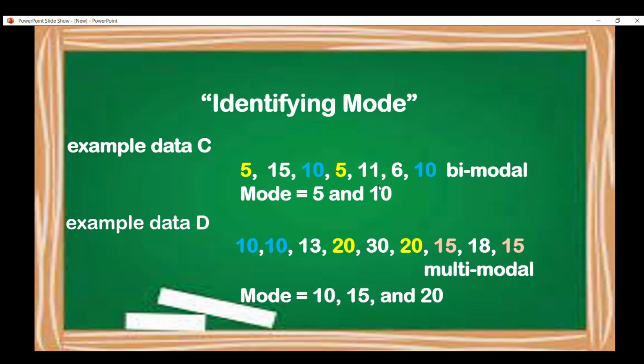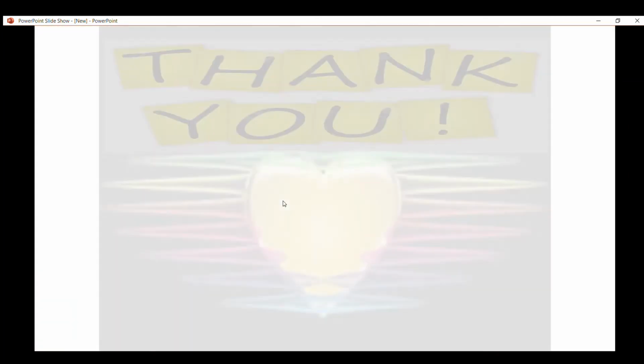That's how we get the mean, the median, and the mode for an ungrouped data. As simple as that. I hope that is clear to you.